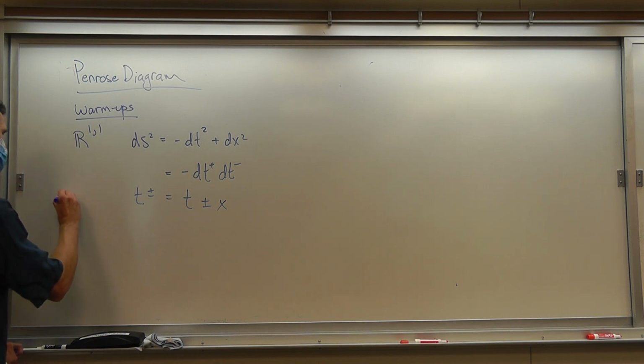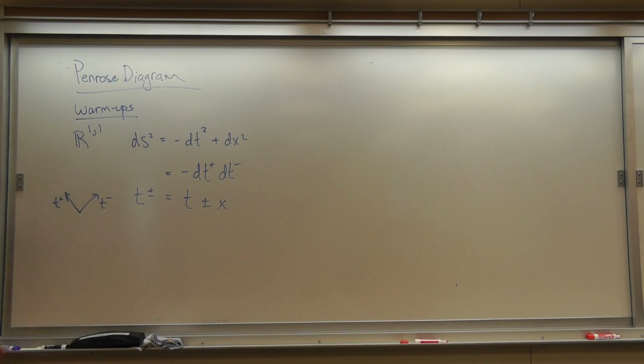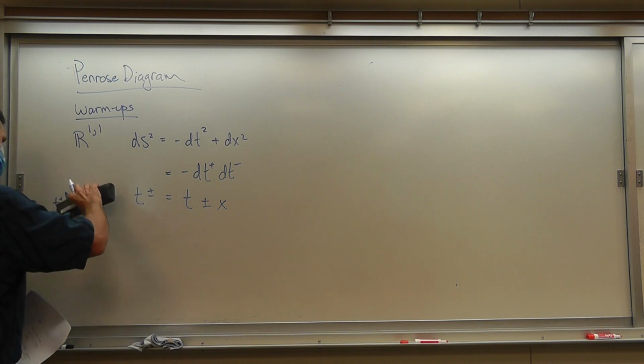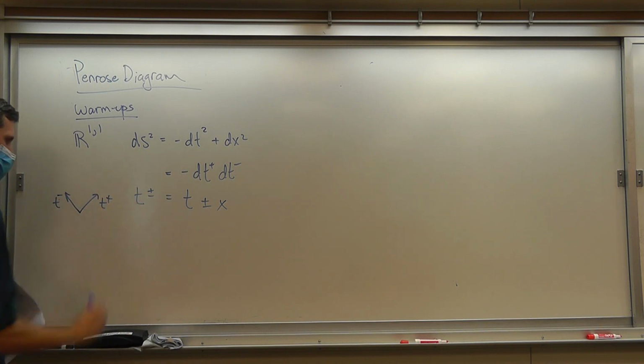So these null coordinates point like this. t⁺ to the left, I think. No. Did I get it right? Other way. t⁻ to the left, t⁺ to the right. So what is a Penrose diagram?